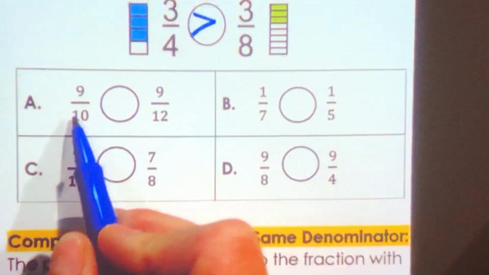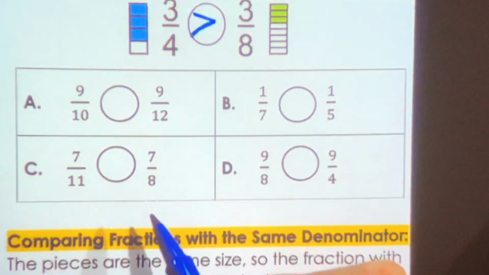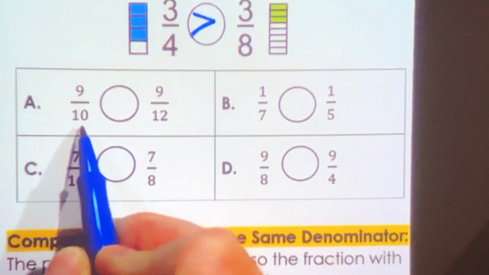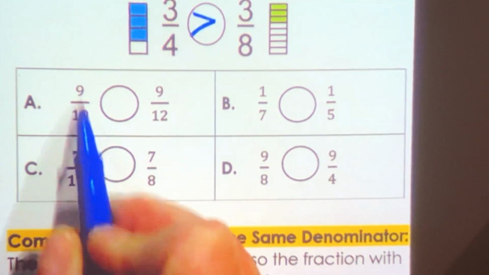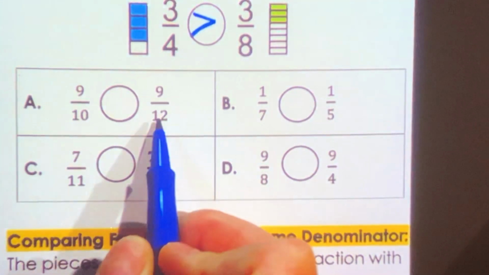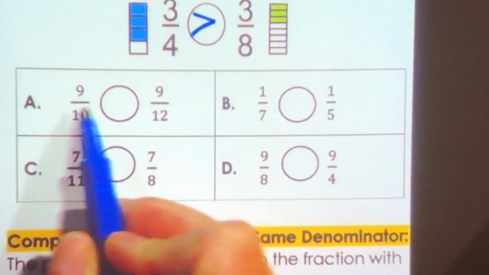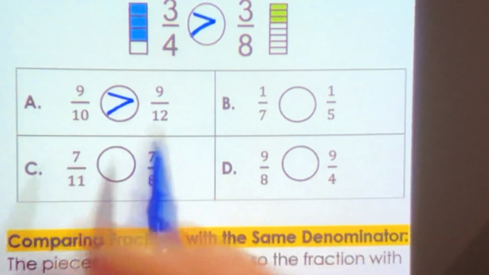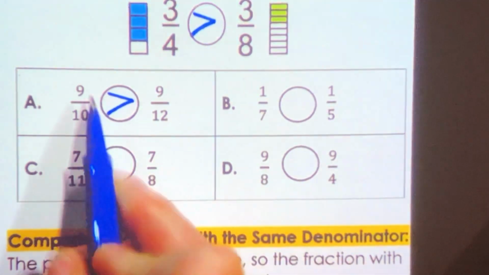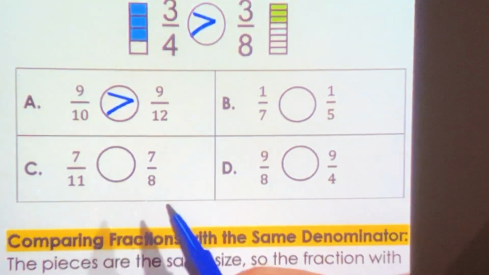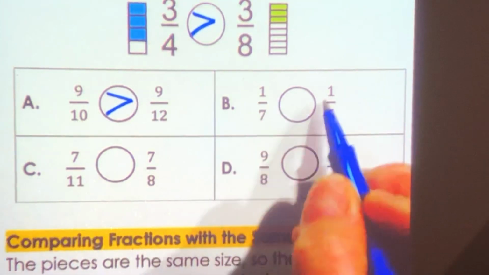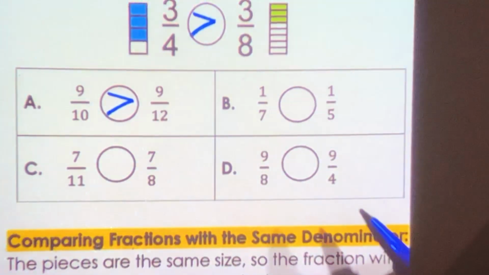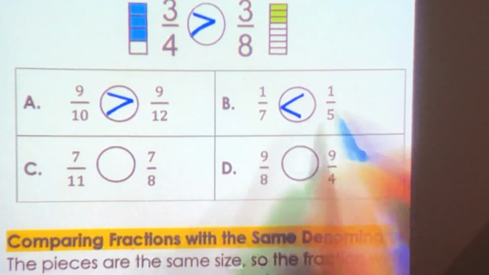So first off, I have 9/10 and 9/12. The numerators are the same. So which is going to be more, 9 out of 10 pieces or 9 out of 12? Well, in this one, if I only have to share with 10 people versus 12, these pieces are going to be greater. Same number of pieces, lower denominator wins. 1/7 and 1/5. You guessed it, 1/5 would be greater.